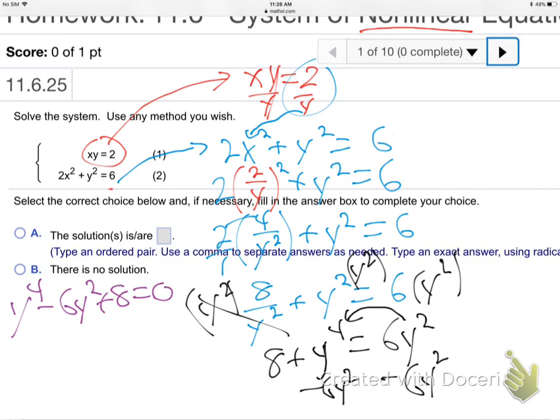And then I think that'll factor into y squared and y squared. They've got to multiply to be 8, so 2 and 4. They've got to add to be negative 6. Both negative. Right, minus 2 minus 4 makes minus 6, and 2 negatives multiply to be positive. Good so far on that factoring?